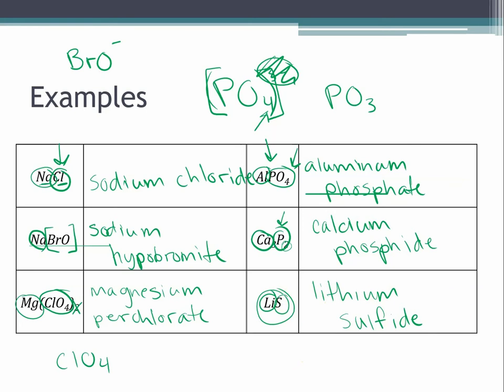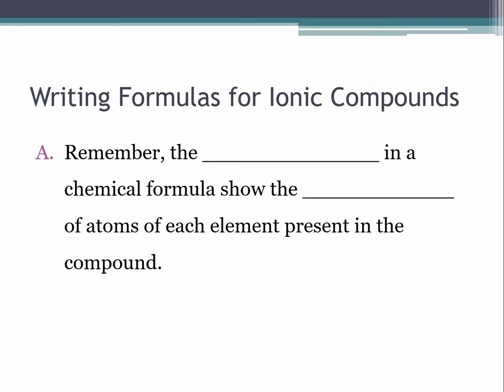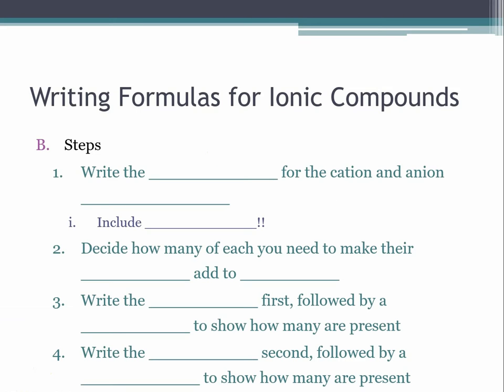All right, awesome. Let's move on and talk about going the other way. Talk about taking the name and writing the formula. All right, so before we practice writing the formulas, we're going to throw back to the very beginning of the school year for just a second, because before you can write the formulas, you need to remember that the subscripts in a chemical formula show the number of atoms or ions that are present in that compound, right? It's like a recipe.